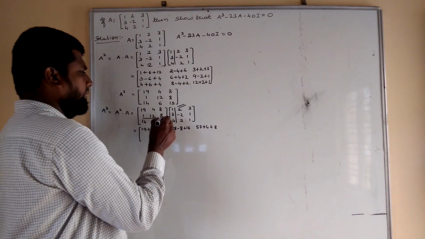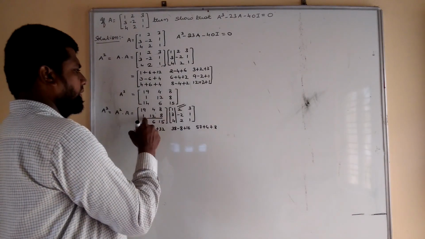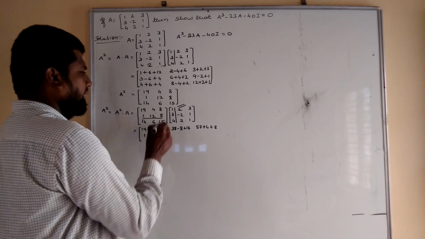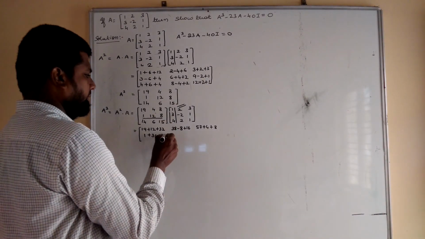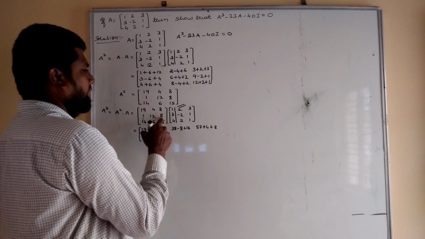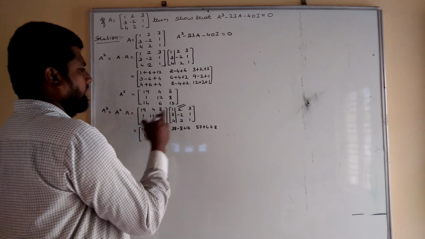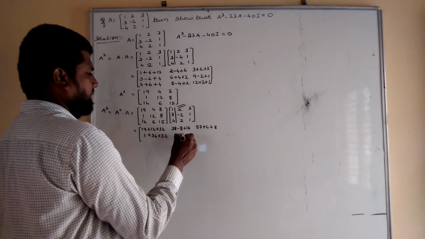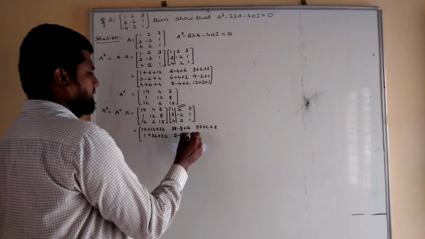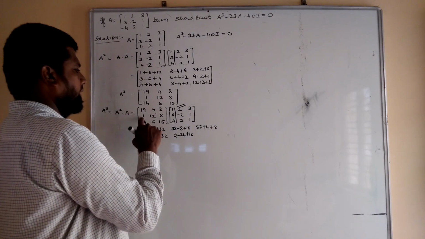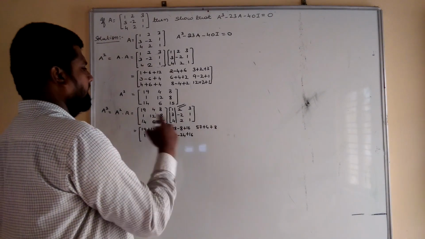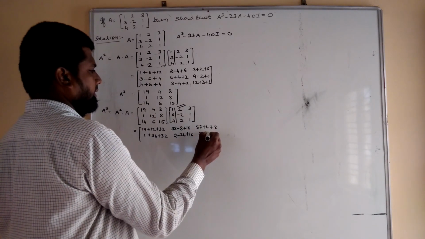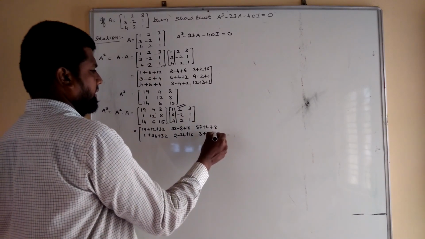Next, second row, first column. 1 into 1 is 1. 12 into 3 is 36. 8 into 4 is 32. Then second row, second column. 1 into 2 is 2. 12 into minus 2 is minus 24. 8 into 2 is 16. Then second row, third column. 1 into 3 is 3. 12 into 1 is 12. And 8 into 1 is 8.